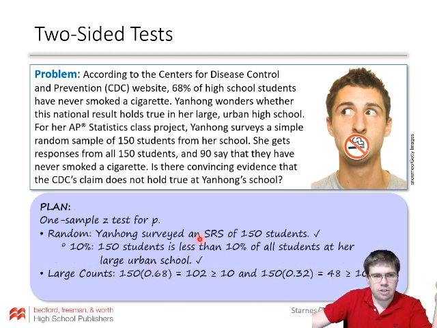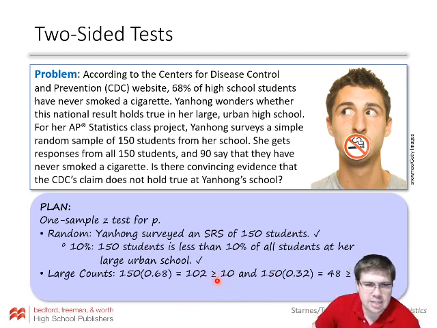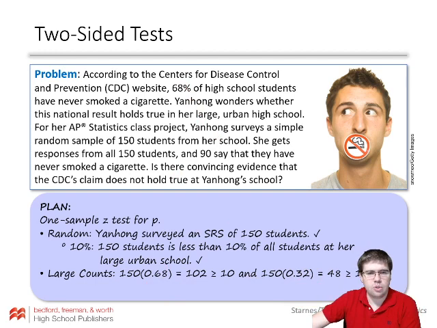We've got our random condition, a random sample of 150 students. We'll assume that's less than 10% of the population. And then for the large counts condition, we're going to check n times p naught, which was 68%, the assumed proportion, and n times 1 minus that. Both of those are at least 10, so we're good to go ahead and do this.